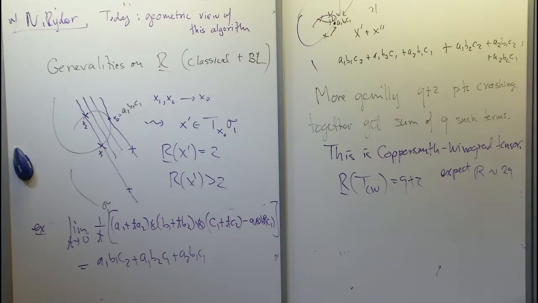So from the point of view of algebraic geometry, from the point of view of upper bounds for the exponent of matrix multiplication, this is so far the world champion, even if it may not be the world champion for long.